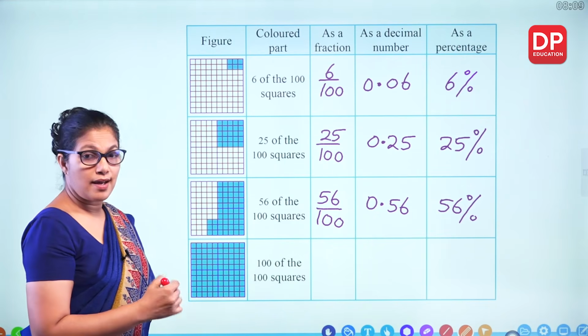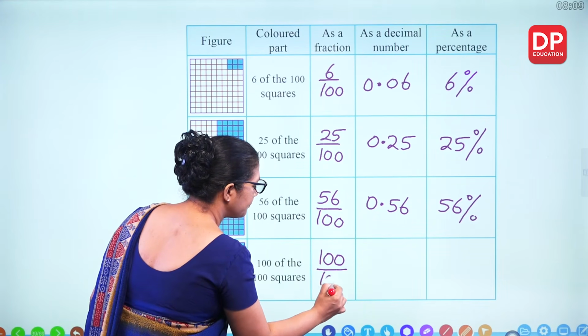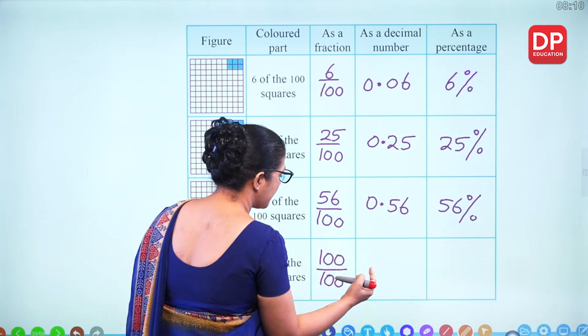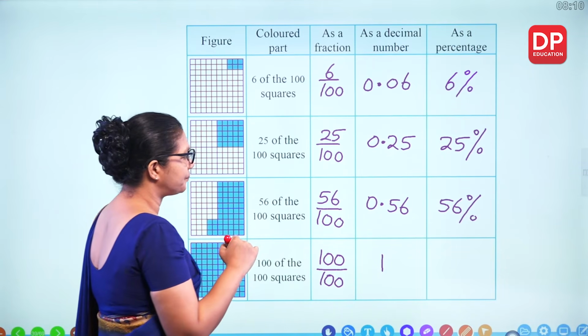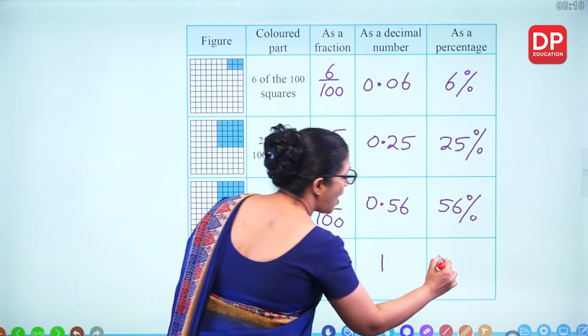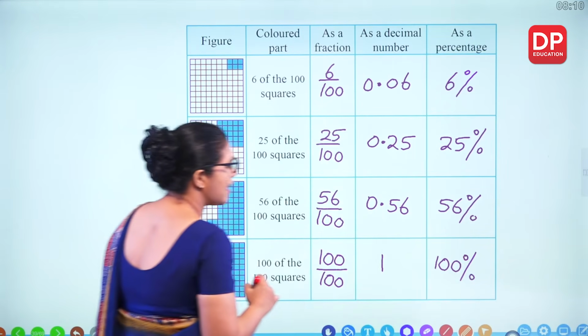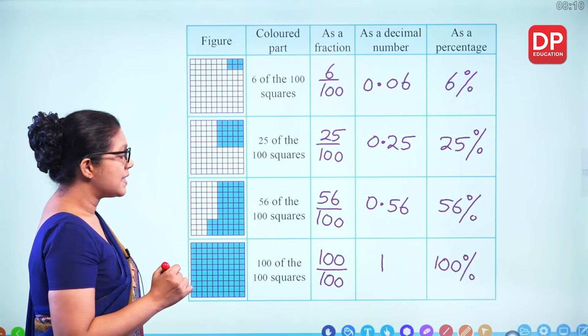100 squares are colored out of 100. 100 over 100. As a decimal, you get 100 divided by 100, that's 1. So what's the percentage? This is 100%. So this is a fraction with denominator 100.